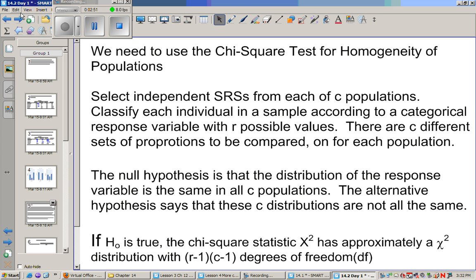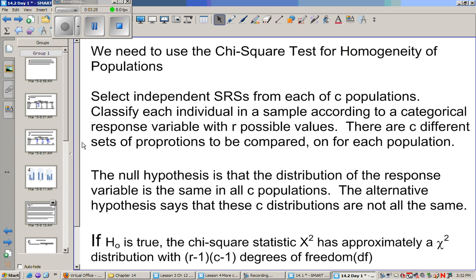All right, so to do this, we need a chi-squared test for homogeneity of populations. To do this, we have to select independent SRSs from each of C populations and classify each individual in the sample according to a categorical response variable with R possible values. There are C different sets of proportions to be compared, one for each population. The null hypothesis is that the distribution of the response variable is the same in all C populations. The alternative hypothesis says that these C distributions are not all the same.